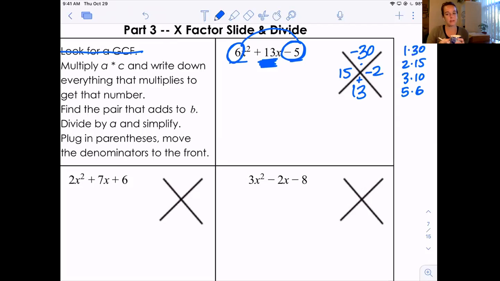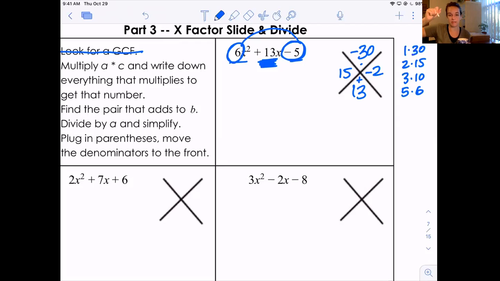Yes, absolutely. If it was -15, then we'd have -13, which we might want in a different case, but we don't want that in this case. We want +13. All right. So we remember how we multiplied the 6 times the 5? Thank you, Antoine. That was a beautiful answer.